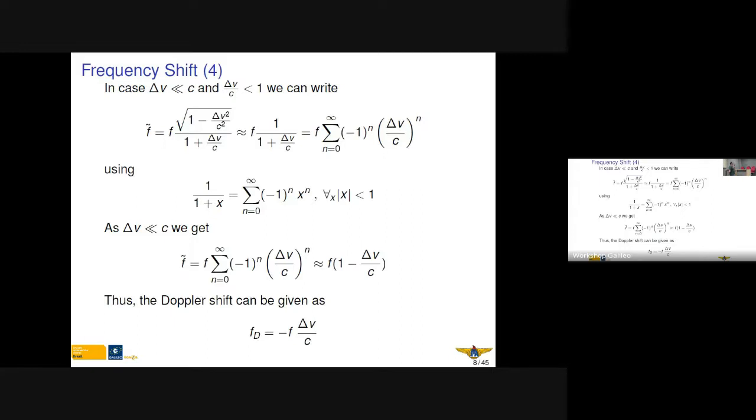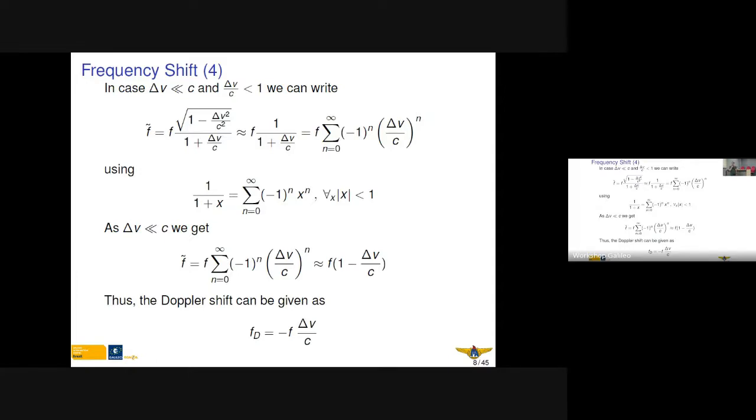And then we have f times 1 minus Δv divided by c. And in the end, the Doppler shift f_D is then minus f times Δv divided by c. So based on the relative movement of transmitter and receiver, we get either a positive or a negative Doppler shift, but this is only for one frequency.